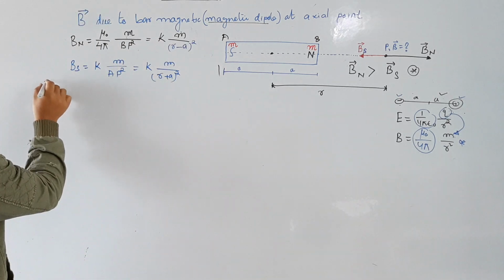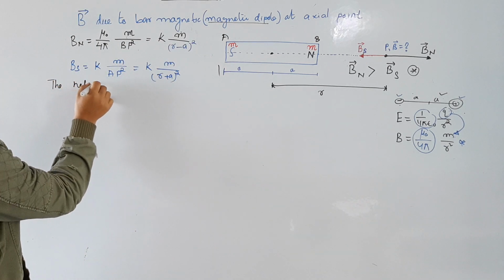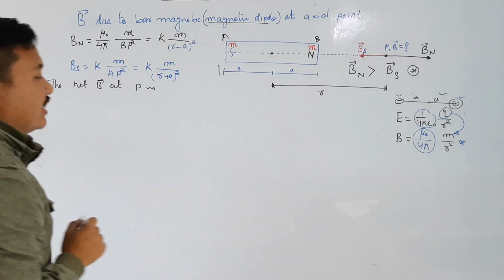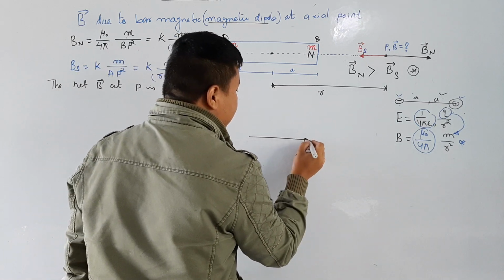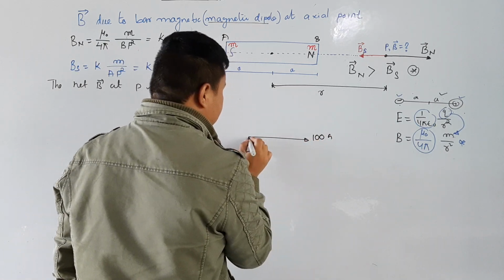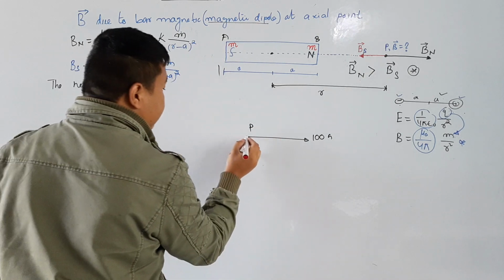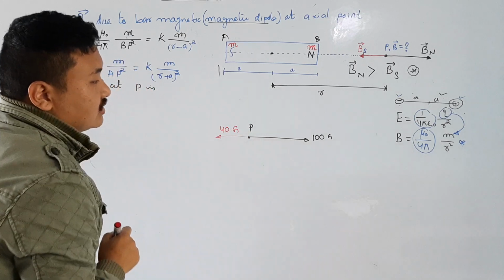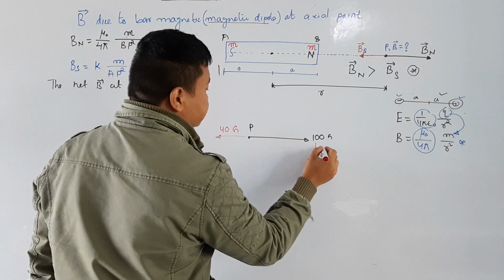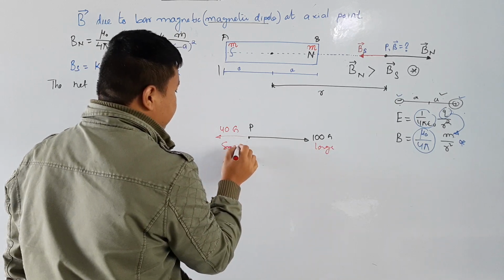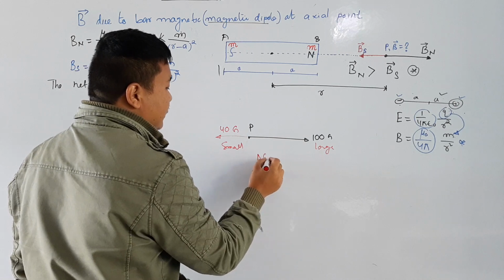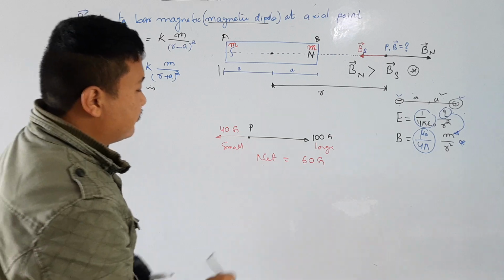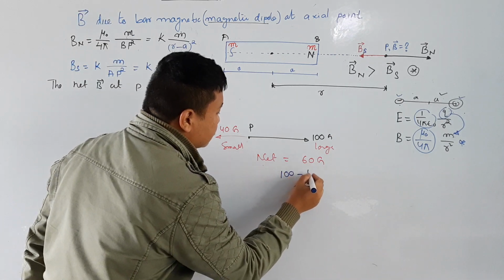Now everything is done. It is now only the mathematics. So the net magnetic field at P is how much? Say you have this as 100 gauss at point P, and this as, say, 40 gauss magnetic field. Which is large? This is large, this is small, which means the net will be 60 gauss. How did we get this? We got this from 100 minus 40.